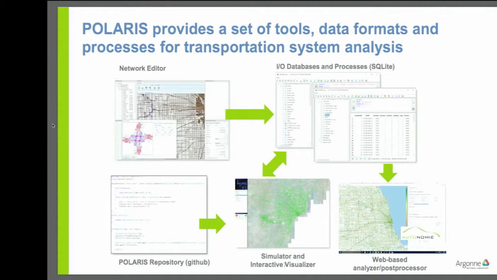The Polaris system itself is a set of tools, including a network editor for generating transportation system models. That is, how to incorporate information from different sources and build simulation networks in a common set of I/O databases and processes in an open source SQLite framework. It's also a set of GitHub repositories, which can be built to run the agent-based simulation models, as well as both an interactive and a web-based post-processor.